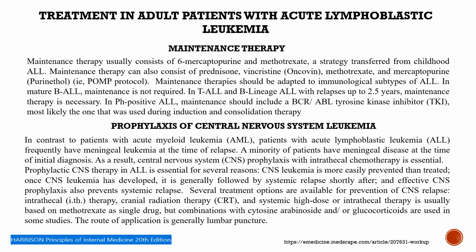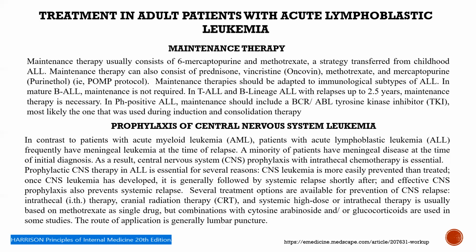In contrast to patients with acute myeloid leukemia, patients with the lymphoblastic variant frequently have meningeal leukemia at the time of relapse. A minority of patients have meningeal disease at the time of initial diagnosis. As a result, central nervous system prophylaxis with intrathecal chemotherapy is essential. Prophylaxis is essential for several reasons. Central nervous system leukemia is more easily prevented than treated. Once this central nervous system leukemia has developed, it's generally followed by systemic relapse shortly after. Effective prophylaxis also prevents systemic relapse.